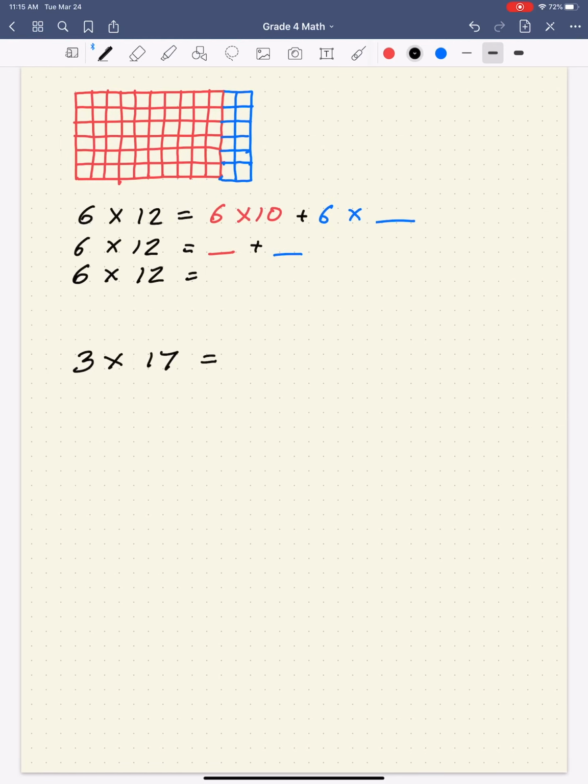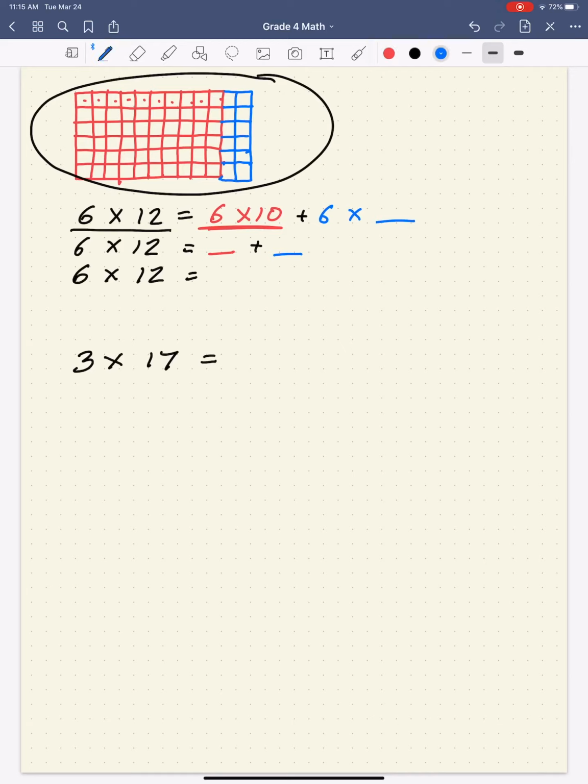So let's look at another example. We have another array here broken up for us in two sections. So the entire array is 6 times 12. 6 rows, 12 in each row. So the red section is 6 rows of 10. So if you just count, we've got 1, 2, 3, 4, 5, 6, 7, 8, 9, 10. 10 are in each row of the red section.